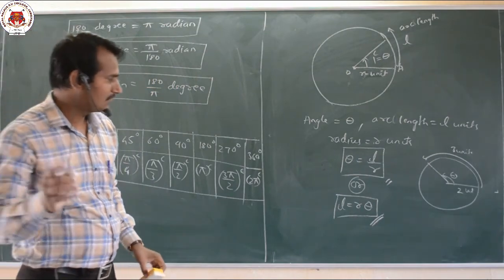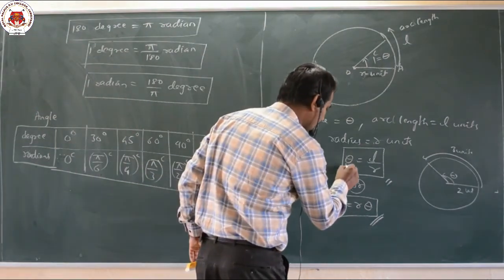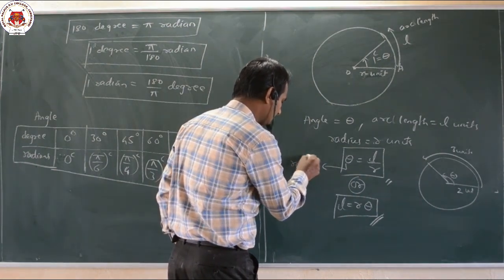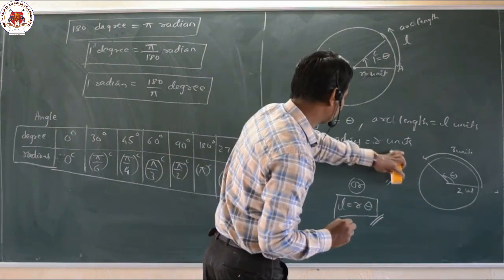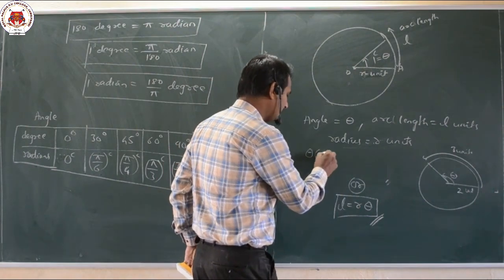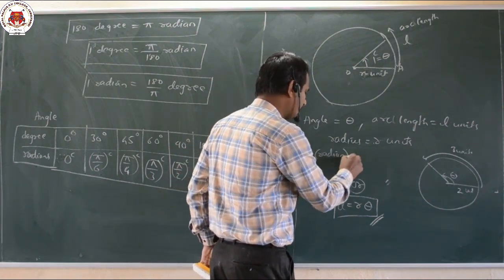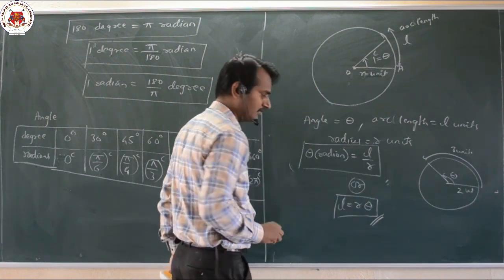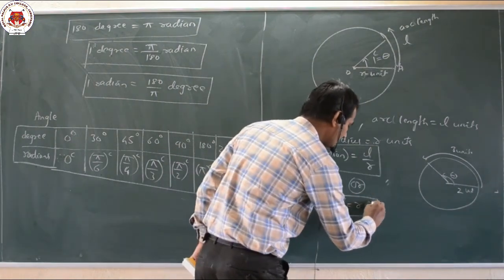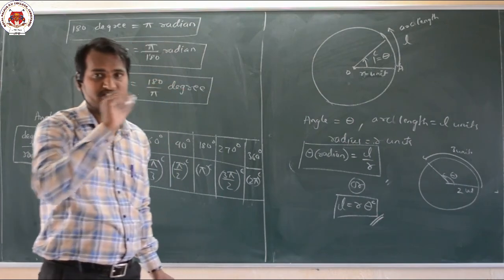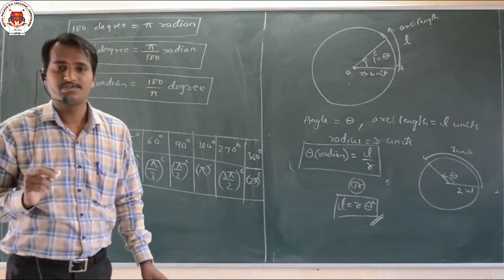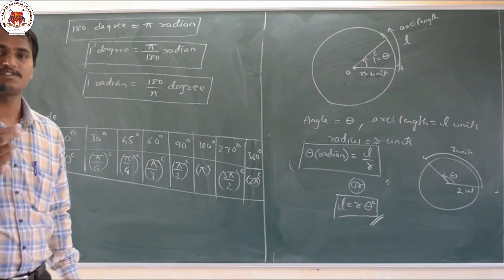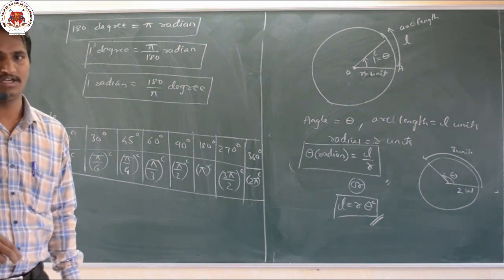And one more thing we have to observe: this theta is always in radian. Theta in radian is equal to L by R, that is a very, very important thing. Theta is in terms of radian, that is power c here. Dear students, please pause the video to note it down. In the next class we shall start with exercise number 3.1. Till then, thank you.